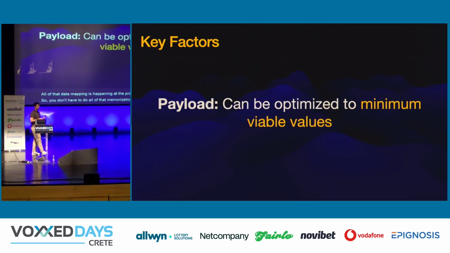And now, the payload can be optimized, as we said, to the minimum viable values, which means that if we're going to start implementing caching later on, you're going to be caching a much smaller subset of the information than previously. And this is also easier to manage in state.